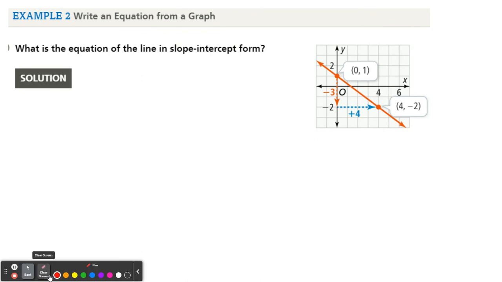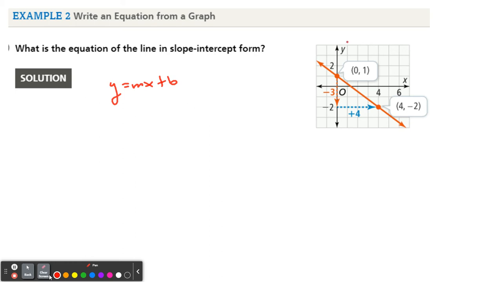All right. Next, let's write an equation from the graph. It says, what is the line in slope-intercept form? So again, we're looking for y equals mx plus b form. Your b is your y-intercept, and your m is your slope. So let's take a look at the graph.